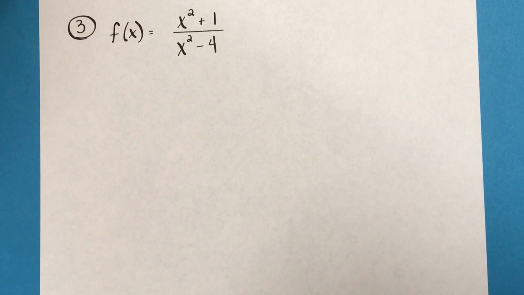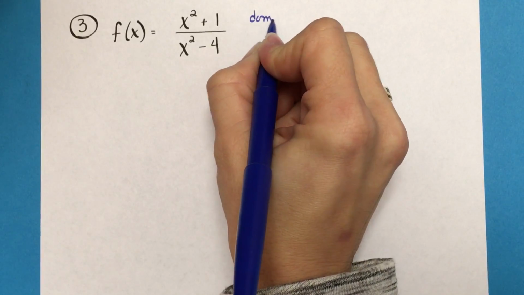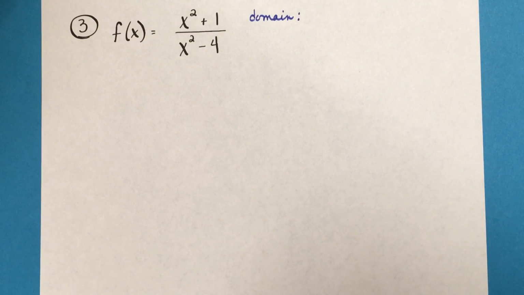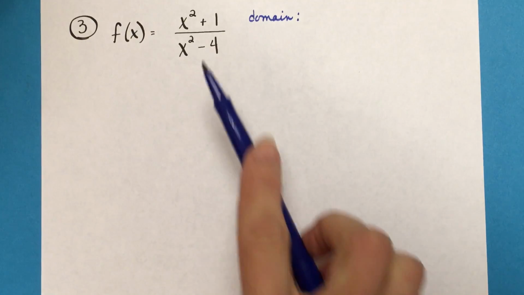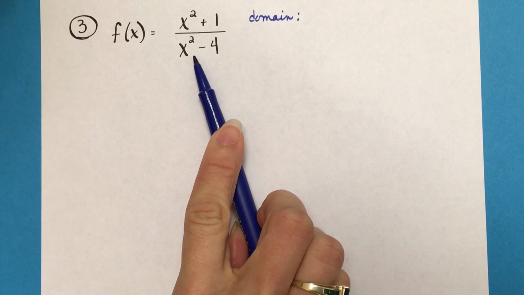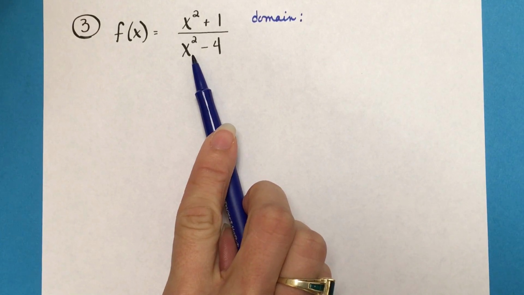Okay, next example, we have x squared plus 1 divided by x squared minus 4. So first of all, let's talk about domain. And again, when you're dealing with a rational function, what you have to worry about with your domain is what values are going to make it undefined, which would be any of those values that would cause your denominator to equal 0, and that would include a positive 2 and a negative 2.